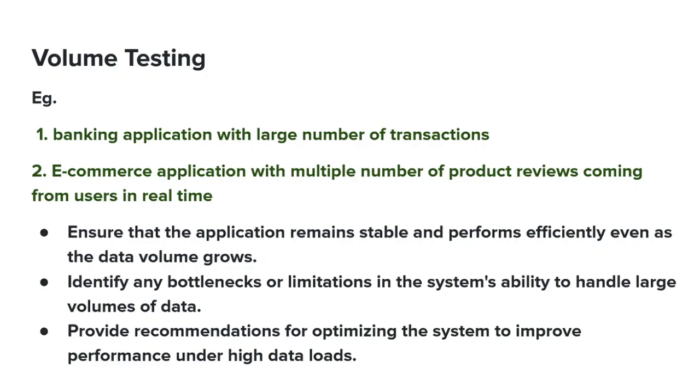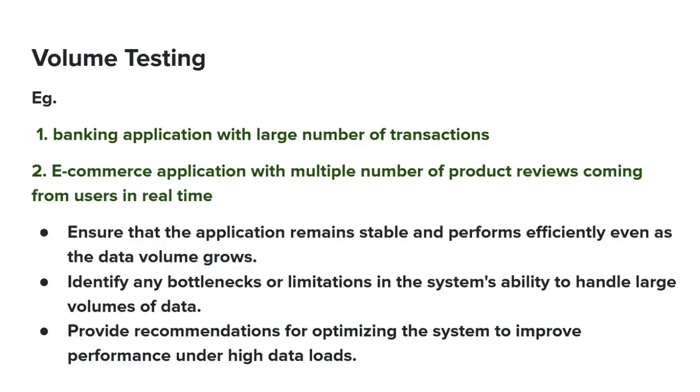Another example can be an e-commerce application with multiple product reviews coming from users in real time. There can be thousands of products in the e-commerce application and users would put reviews for such products. Let's say this data will keep increasing. So we have to ensure that whenever product reviews or any other type of data increases, the application remains stable and performs efficiently even as the data volume grows. The reviews and other data will keep growing, so our application should perform smoothly in such growing conditions as well.